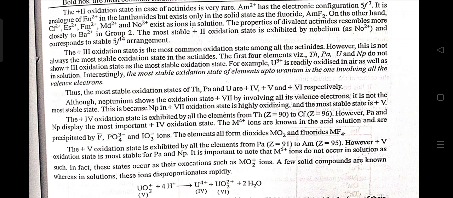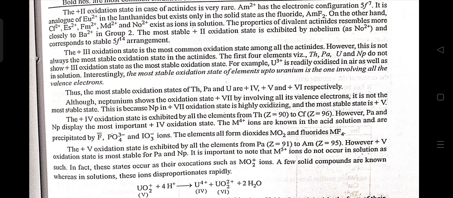Interestingly, the most stable oxidation state of the elements up to uranium is the one involving all the valence electrons. Thus, the most stable oxidation states of thorium, protactinium and uranium are +4, +5 and +6 respectively. Although neptunium shows oxidation state +7 by involving all its valence electrons, it is not the most stable oxidation state.